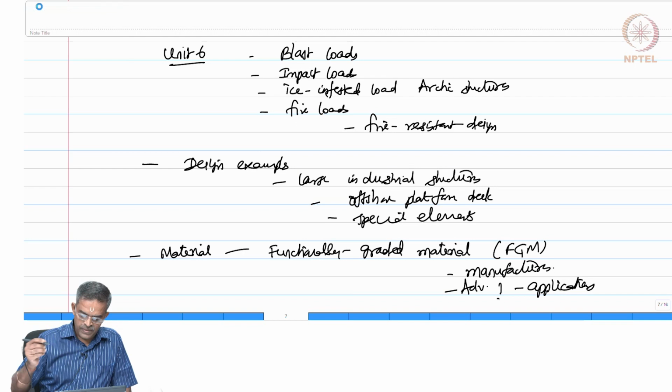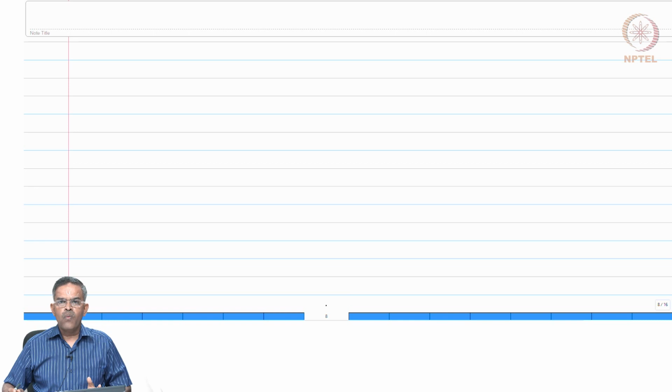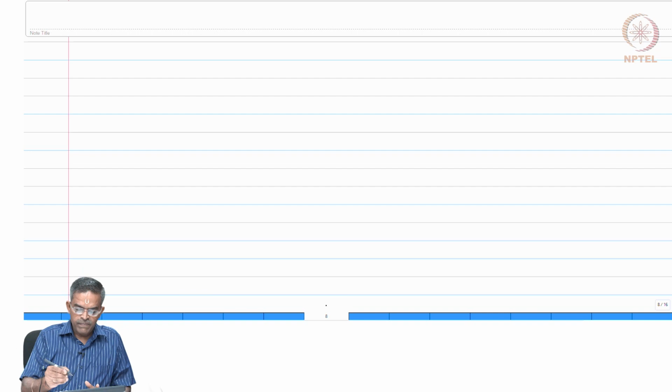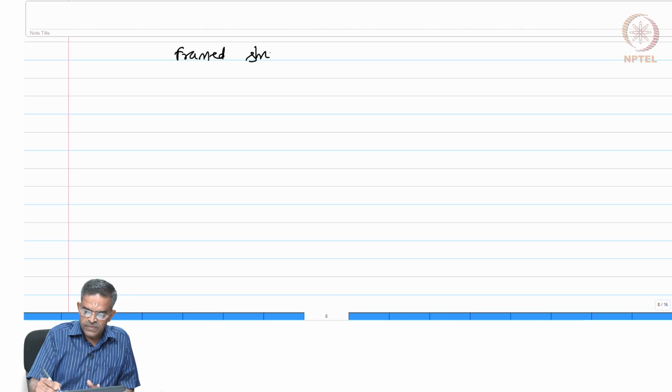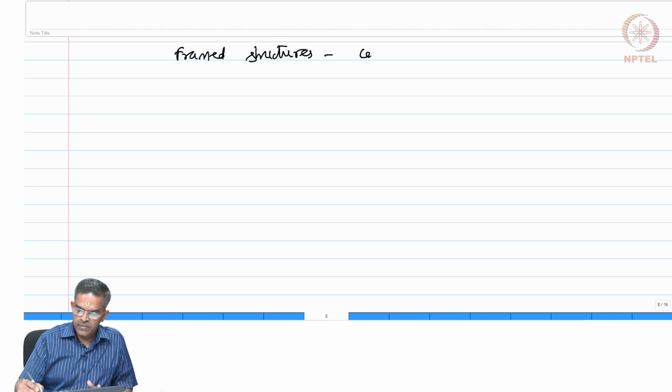let us ask a question. Why steel is considered as a very important construction material? You are coming to form dominance now. Okay? We know framed structures are very common for many industrial applications.